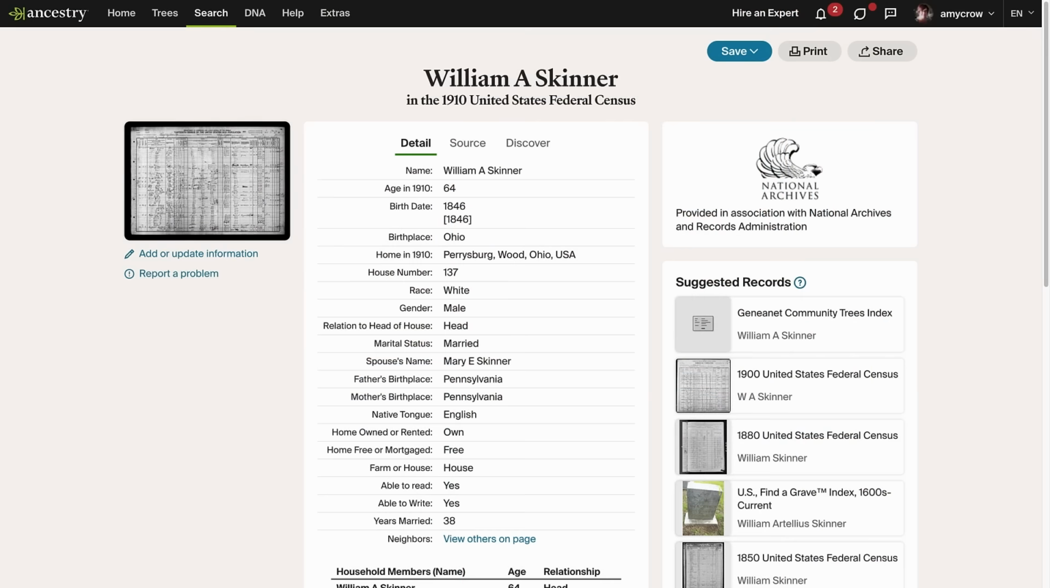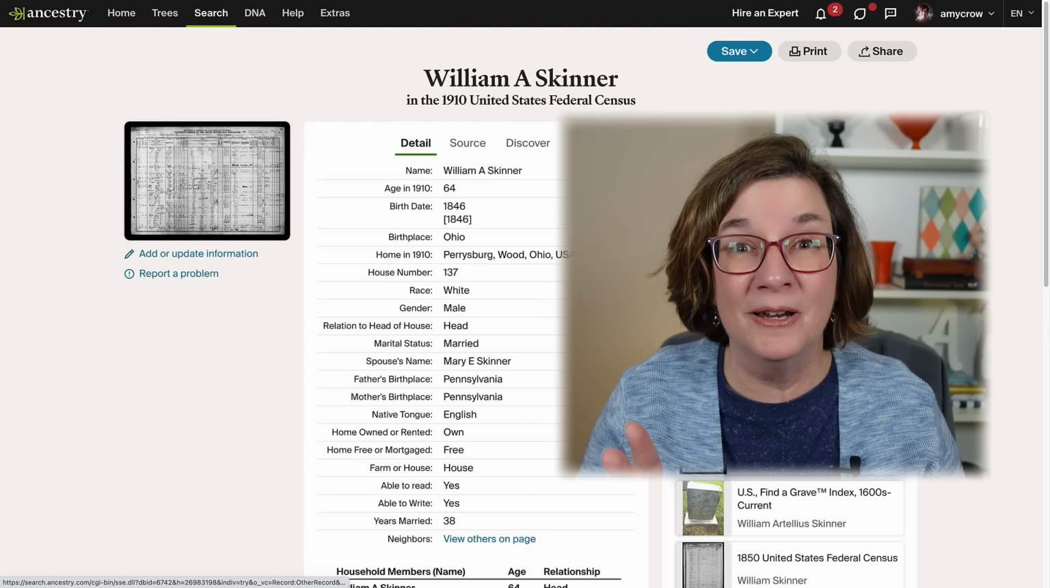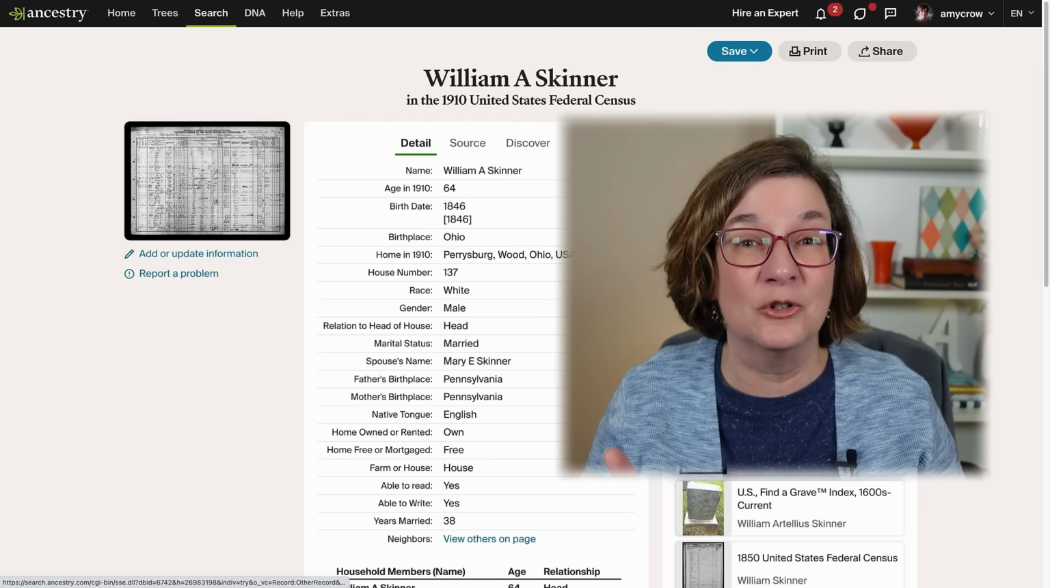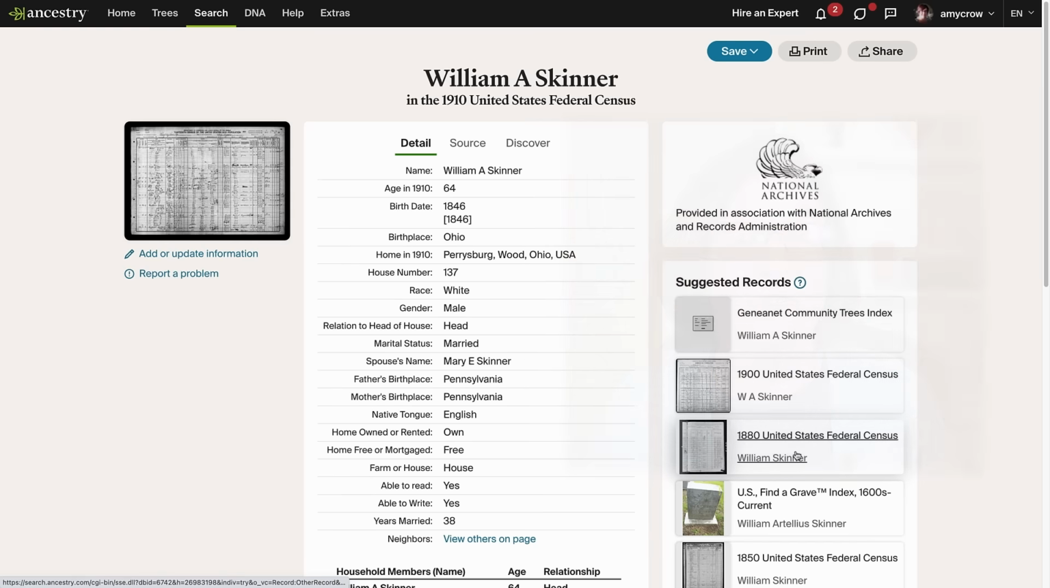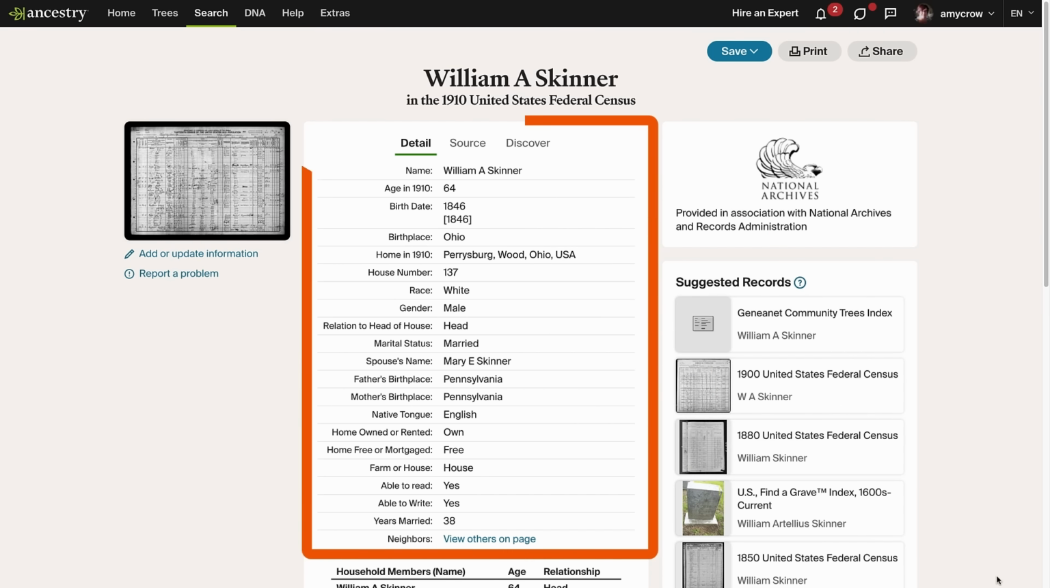When you pull up a specific record on Ancestry.com, there's a lot going on on that page. I've pulled up the 1910 federal census for William Skinner, the brother of my ancestor. Over on the left-hand part of the page, you can see that there's actually a digital image. A little bit of a bonus tip, always make sure that you click through to look at the actual image. There's almost always more information on there than what Ancestry has here in the middle part of the page, which is just the information that Ancestry has indexed from that record.